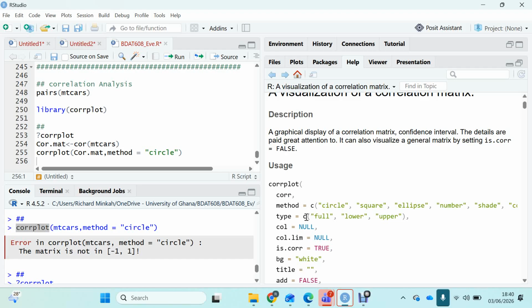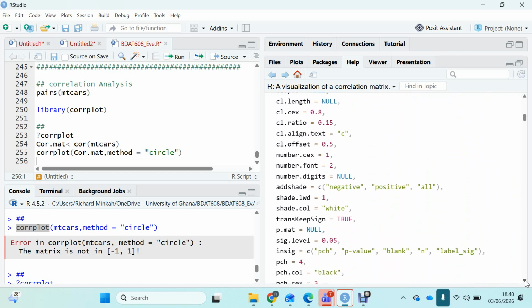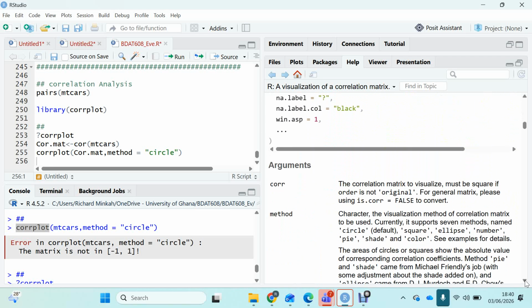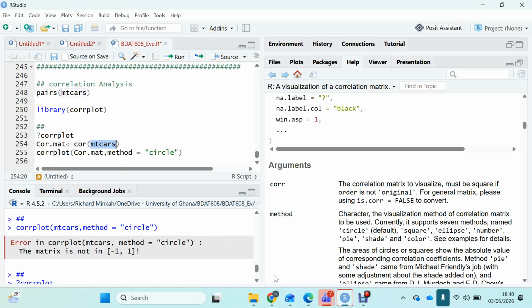So corrplot needs corr. That's the data you are putting in. Then the method, the type, and so forth and so forth. Okay, so you can do so many things. And then I come down here and check the arguments. The argument should be a corr. What is the corr? It's a correlation matrix to visualize. Now, is mtcars a correlation matrix?